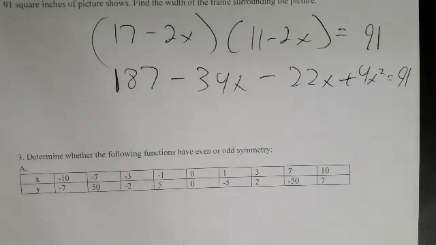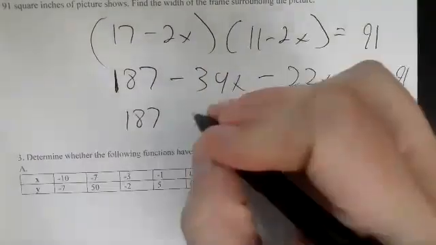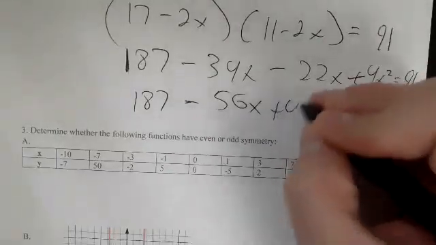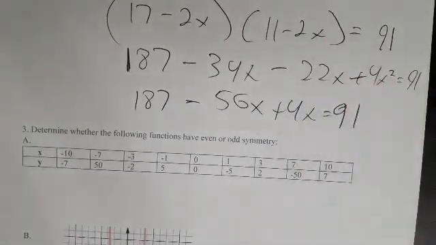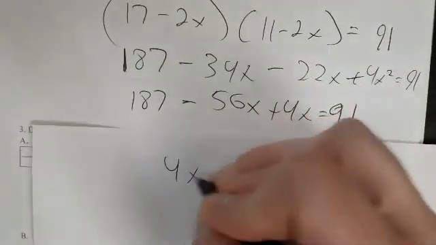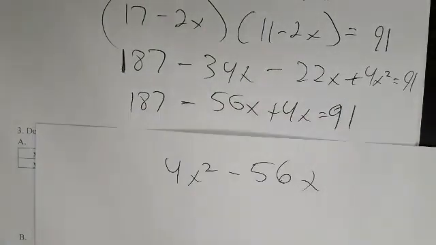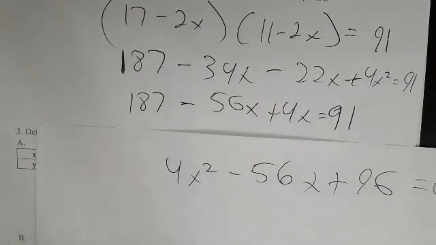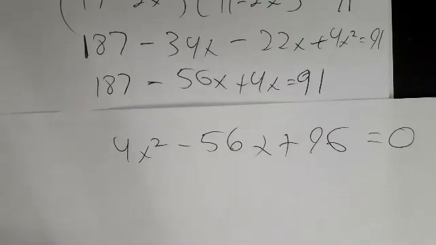All right, so I got 187. I want to subtract 56x, 4x squared equal to 91. I got this thing. I want to maybe rearrange this. So 4x squared minus 56x. And if I take 187 and subtract 91, I'm going to get the number 96. 96 on this side, and this is now equal to 0. So I just rearrange things and I subtract the 91 is what I did. Set it equal to 0.